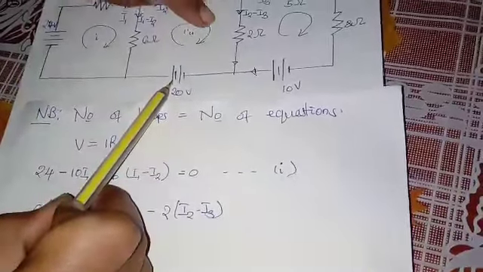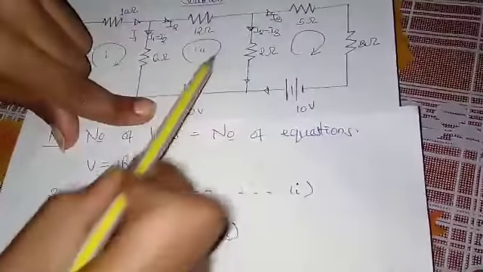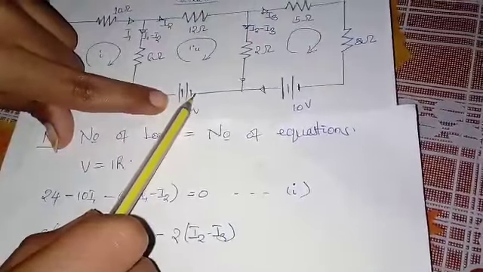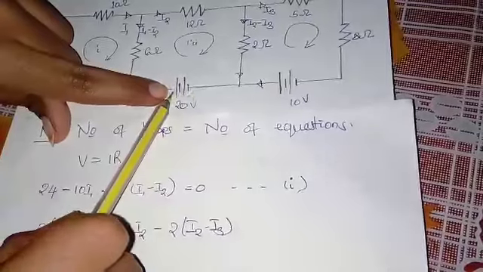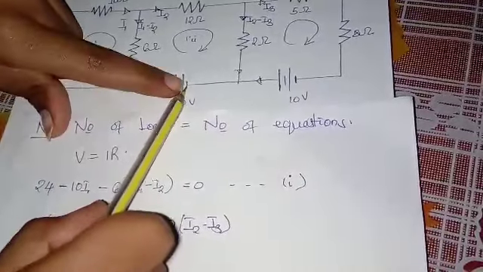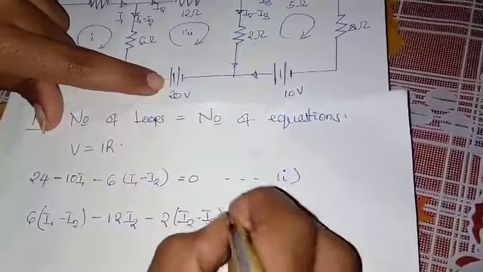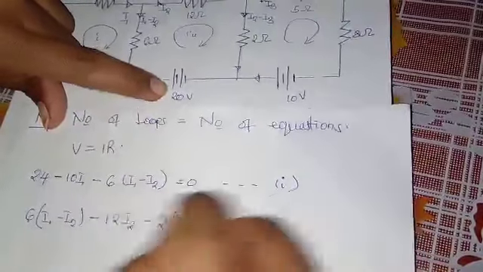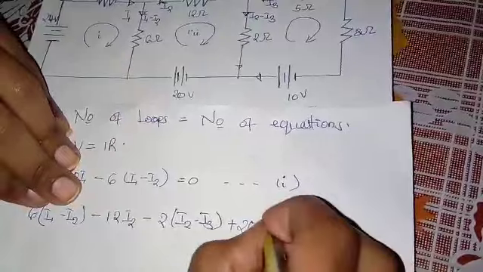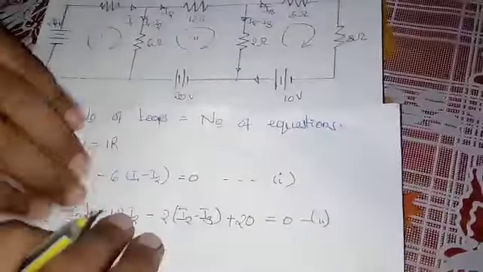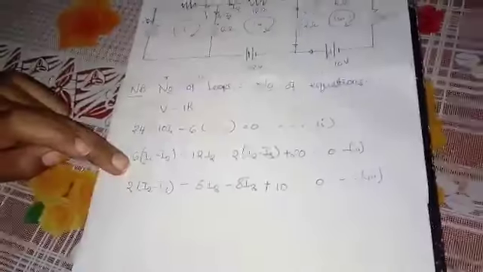But this loop is going up to this source, where the sign will depend on the direction of the loop, and the loop shows us that the sign will be positive because the current is passing from negative to positive. So this will be positive, plus 20 volts, is equal to 0. This will be our second equation.